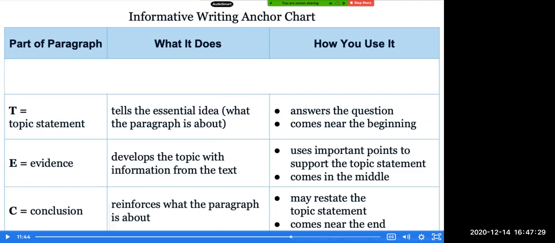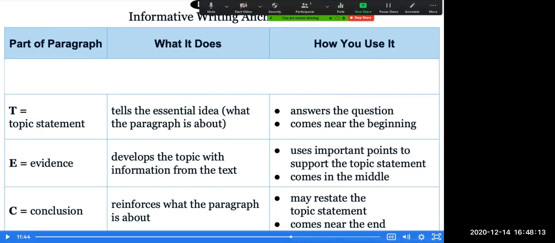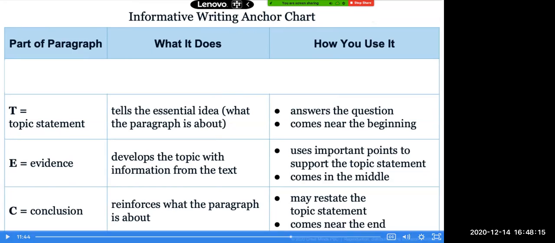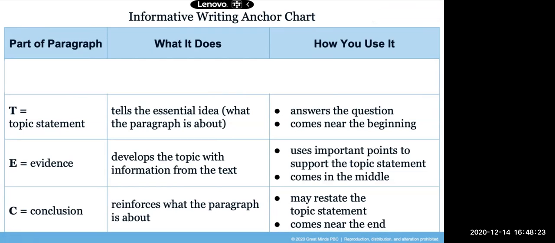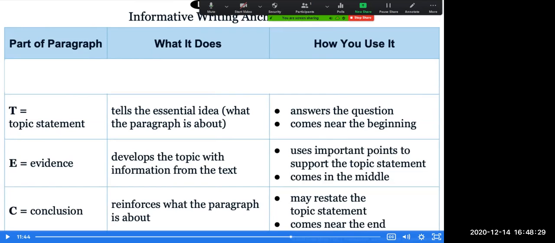Oops, wrong thing. Hold on. I did not mean to do that. Okay, so what you're going to do is you're going to tell your learning partner about the topic statement, about what it does and how you use it. Then talk to your partner about the evidence, what it does and how do you use it. And then talk about the conclusion, what it does and how do you use it. And then hit play when you're ready to continue.